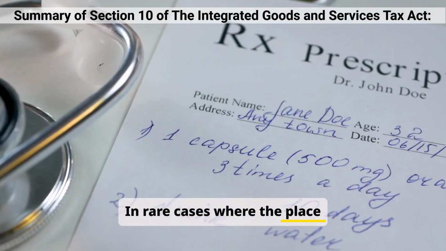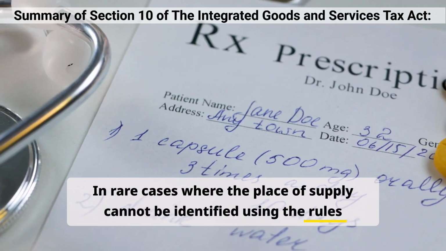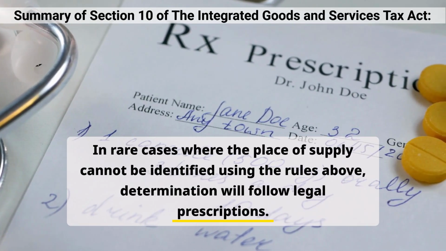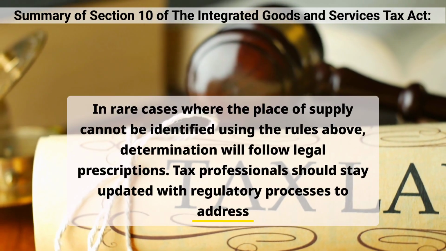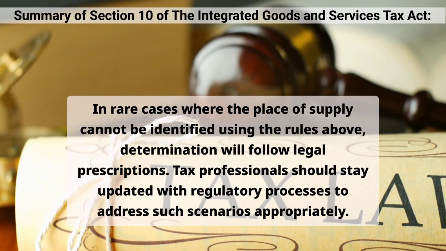In rare cases where the place of supply cannot be identified using the rules above, determination will follow legal prescriptions. Tax professionals should stay updated with regulatory processes to address such scenarios appropriately.